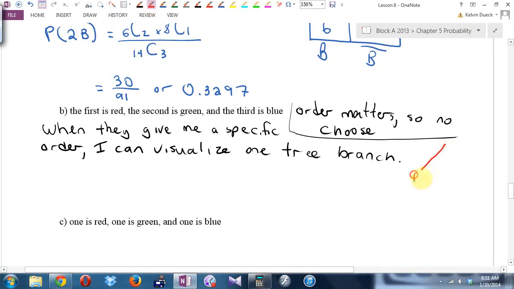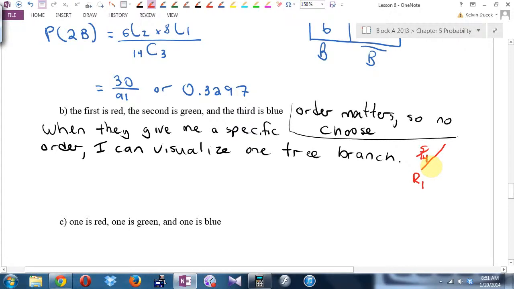The first one, it says, is what? Red on the first. Can you fill in the fraction that would go on this tree branch? How many reds are there in the bucket, in the bag? How many reds are there grand total? Out of? Okay, so I can say the probability of getting red the first time is 5 out of 14.